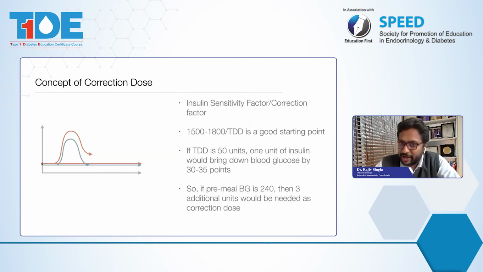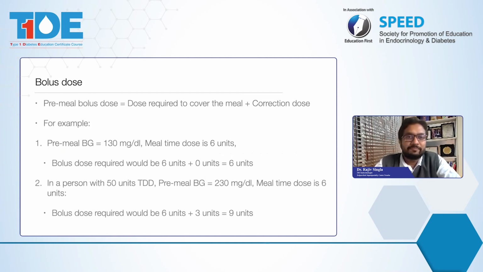Now, the concept of correction dose we have already considered. So say my pre-meal values are more than where they should be. Ideally my pre-meal target should be somewhere between 90 to 130 or so. But if they are more than where they should be, I know that I need to take insulin for the carbs that I'm taking, but I also need to take some amount of insulin so that my blood glucose values, which are on the higher side at the moment, should come down.